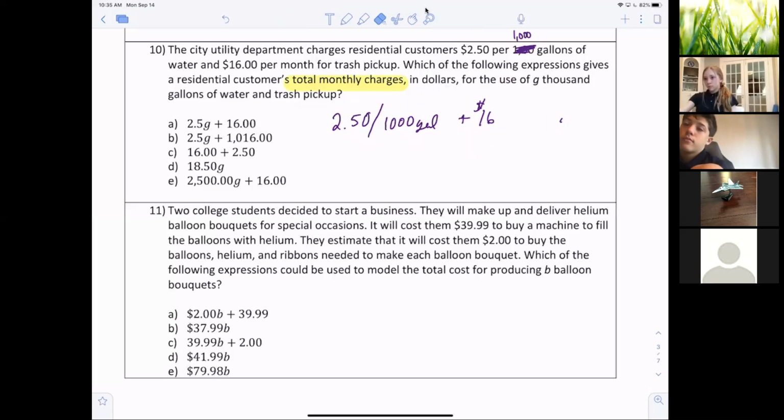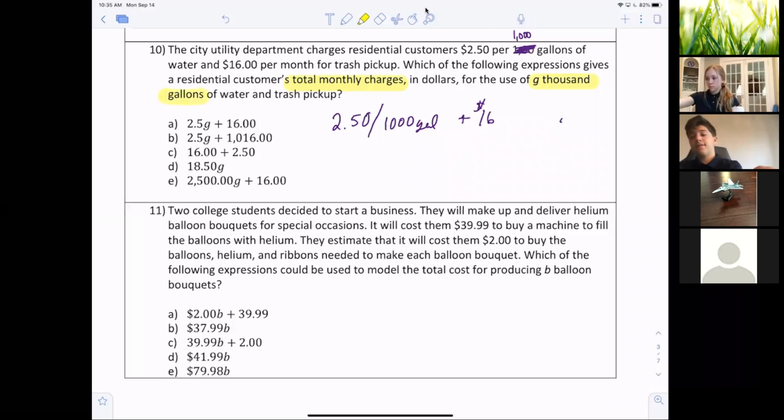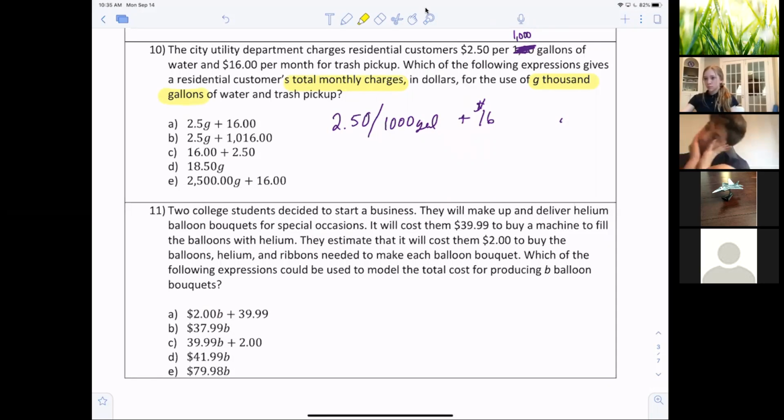Now, do we know how many gallons of water we're going to use? How much is this house using? It says G, 1,000 gallons. So what's my answer, Oscar? That is correct. 2.5G plus 16.